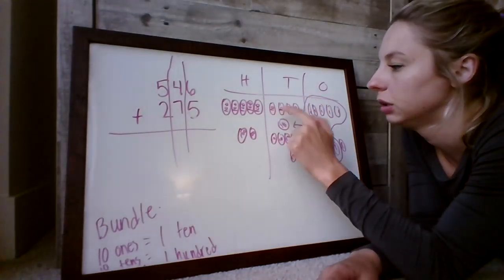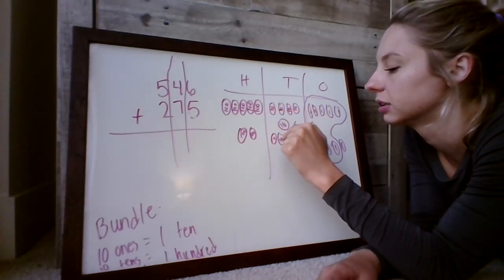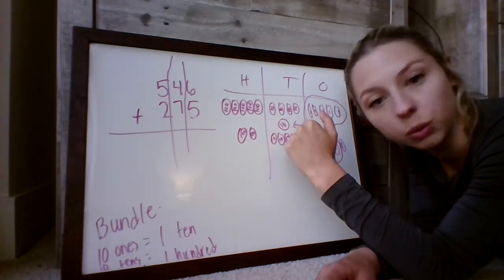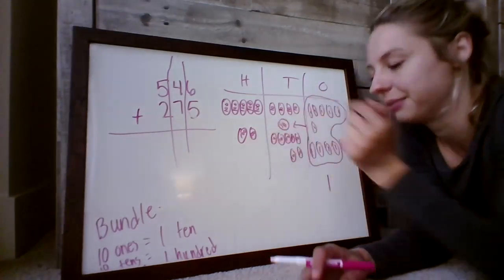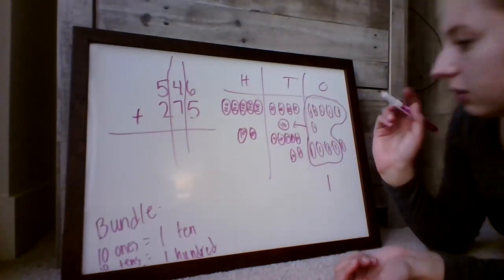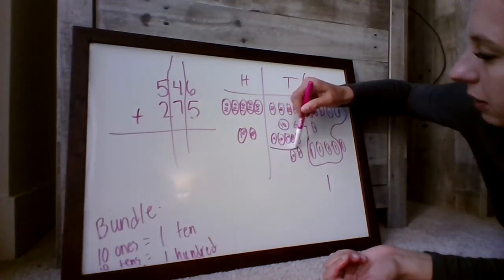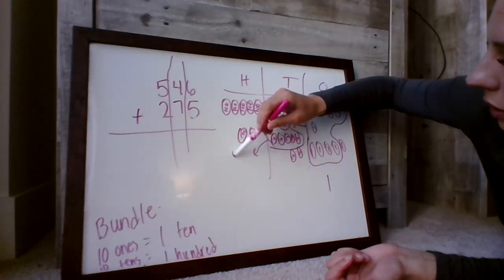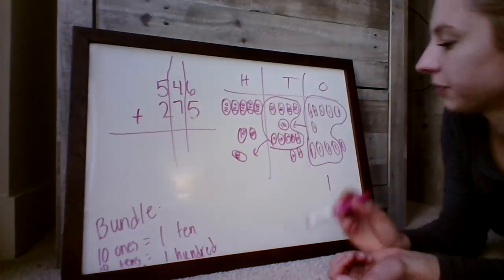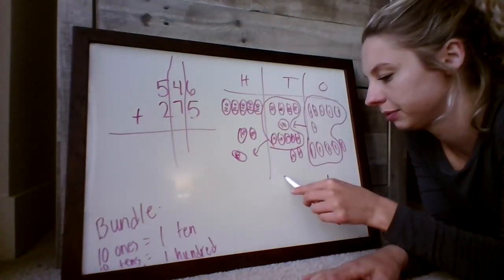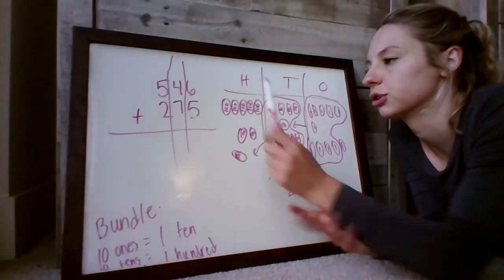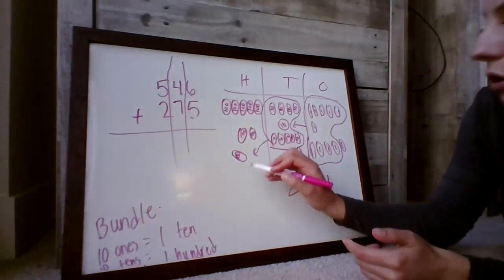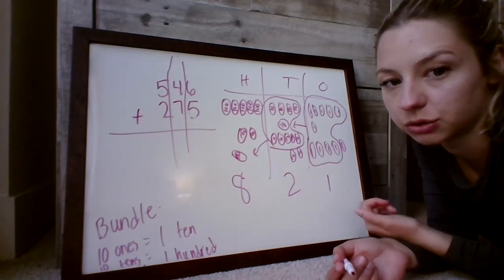How about the 10s? 1, 2, 3, 4, 5, 6, 7, 8, 9, 10, 11, 12. What should we do? Only circle 10. Only bundle 10, because that equals 100. So I'm going to leave my 2 out. And here's my new 100. So how many are left? 2. How many hundreds do we have? 1, 2, 3, 4, 5, 6, 7, 8. So our answer right now is 821.